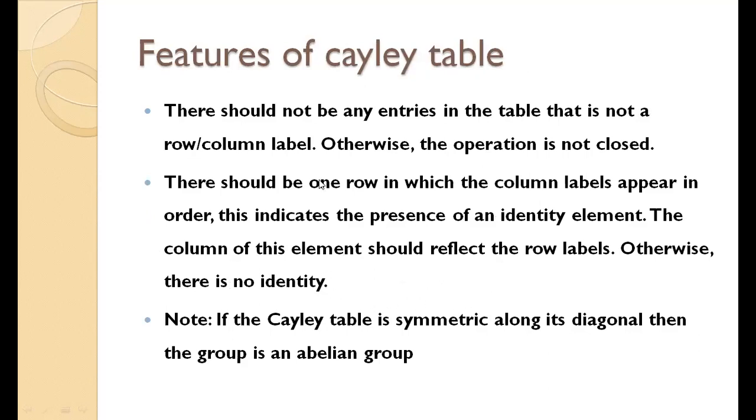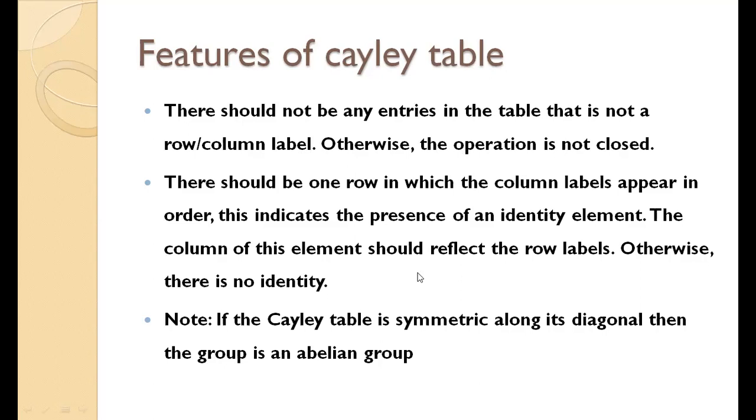Another feature of the Cayley table: there should not be any entry in the table that is not a row or column label. All the entries in a Cayley table are familiar elements, the elements which we write in our rows and columns, and no other unfamiliar element can be written here. Otherwise the operation is not closed. So for closure, you have to see that all the entries of the table are elements of the rows and columns, and none is outside of them.